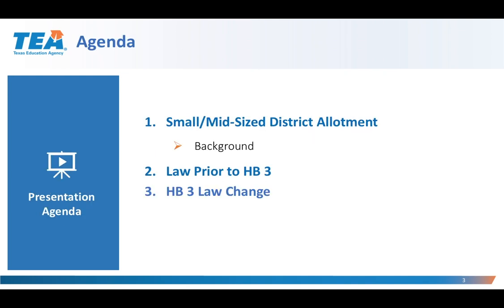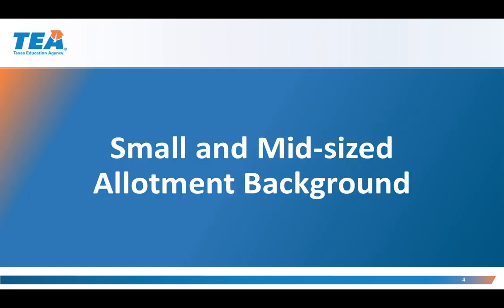This presentation will cover background information that explains why the state moved away from small and mid-sized adjustments and moved towards small and mid-sized allotments. We'll also go over the formulas the way they existed before and the way the formulas work now as a result of HB 3. Let's begin with some background about why the structure of the small and mid-sized allotment changed.